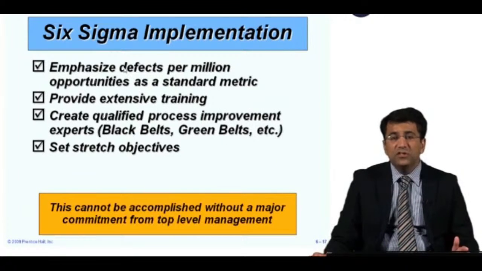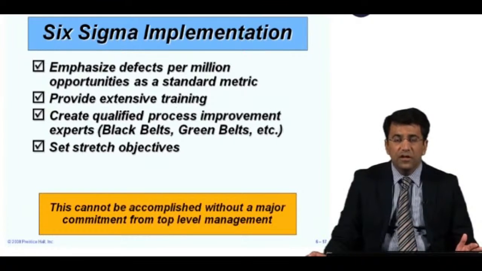Six Sigma implementation is so important, as we discussed, because it is directly related to the management of quality. It emphasizes defects per million opportunities as a standard metric. As we discussed, if we are able to apply the Six Sigma concept in our organization, we are able to avoid almost any defects in our products and services. It provides extensive training. So how can we get this Six Sigma concept? Through training. We have to train our employees about quality management tools and the importance of quality management, in order to create this environment within the organization.